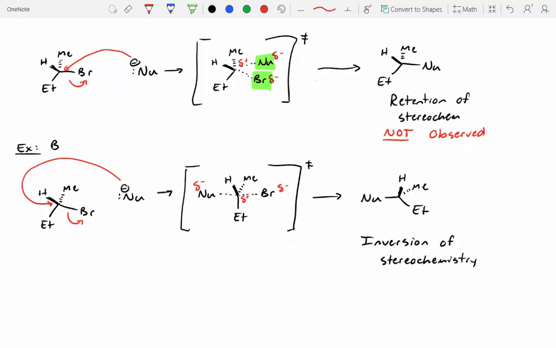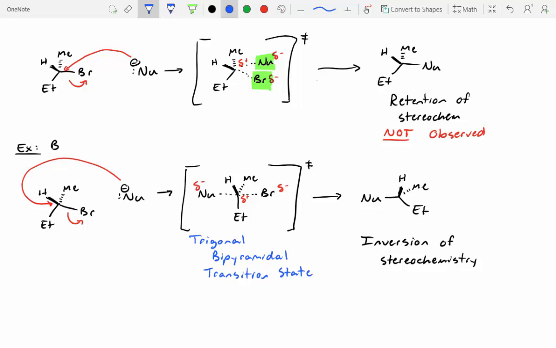Let's take a look at example B that we know is more accurate when describing the stereochemistry. What's the geometry of our transition state? Yeah, exactly. One of the goofy shapes. This one's a trigonal bipyramidal transition state. This is exactly what occurs.